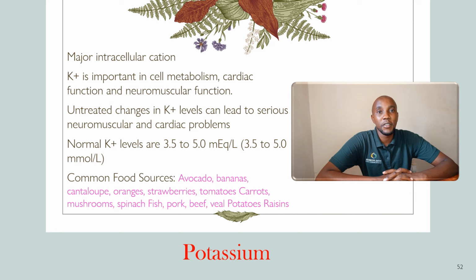Some of the foods that are very rich in potassium, or where we can get potassium, are avocados, bananas, cantaloupe, oranges, strawberries, tomatoes, carrots, mushrooms, spinach, fish, pork, beef, wheat, potatoes, and raisins. These are common food sources where we can get potassium from.